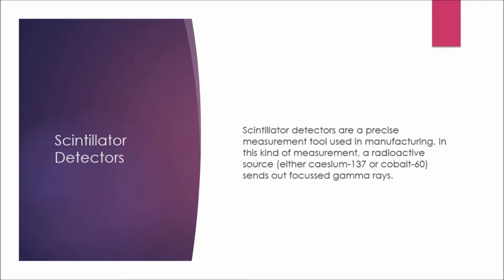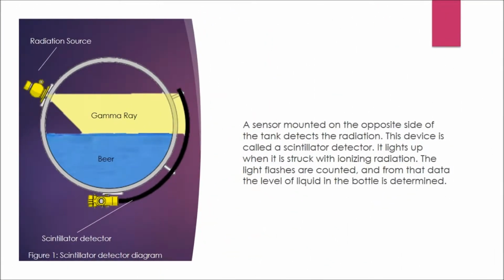Scintillator detectors are a precise measurement tool used in manufacturing. For this kind of measurement, a radioactive source, either Caesium-137 or Cobalt-60, sends out focused gamma rays. As shown in this diagram, a sensor mounted on the opposite side of the tank detects the radiation. This device is called the scintillator detector. It lights up when it is struck with ionizing radiation, and then the light flashes are counted, and from that data, the level of liquid in the bottle is determined.